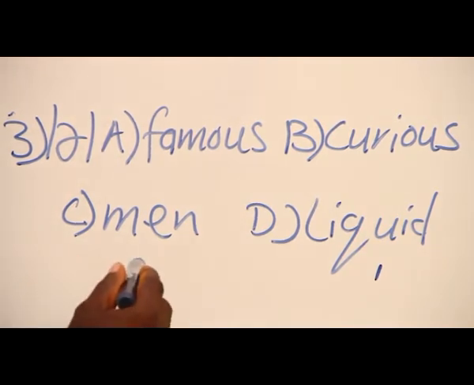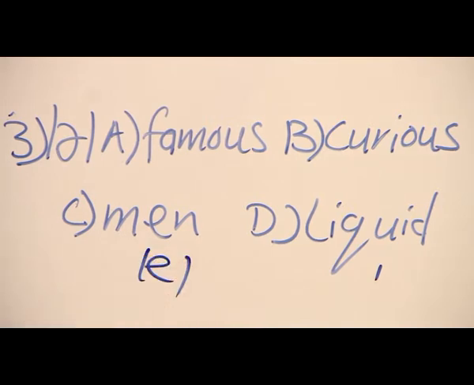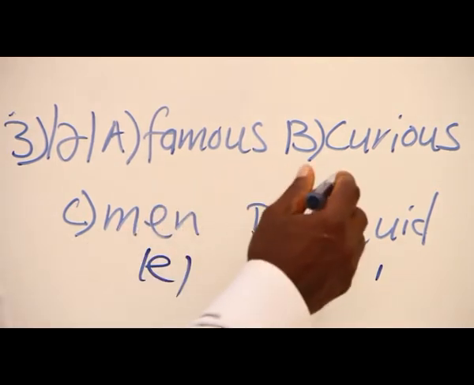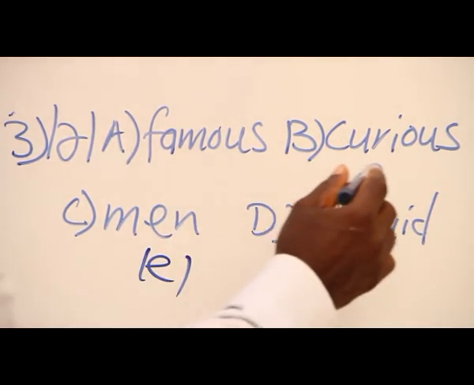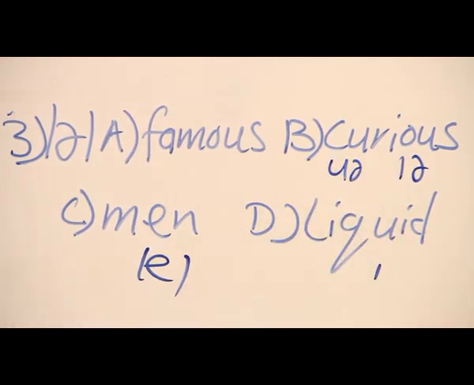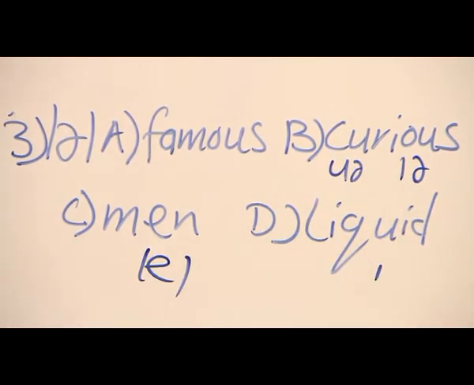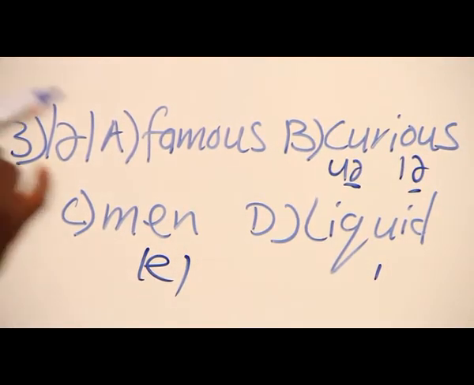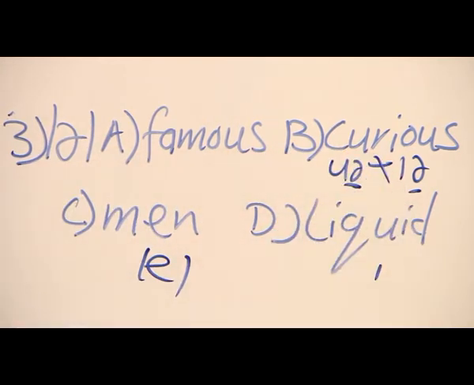Okay, then option C has vowel number 3, e. Then we have curious. We have diphthongs there. Here will be curious. So it means we can't say it is this sound because both combine to produce one phoneme, one sound. So it means B is also out.